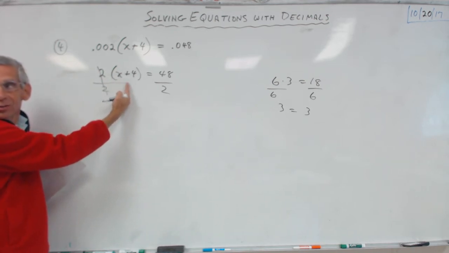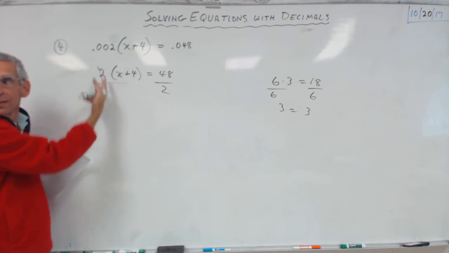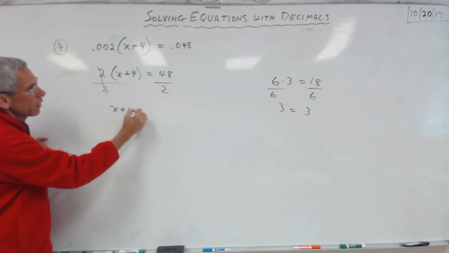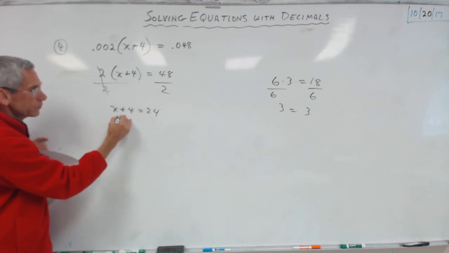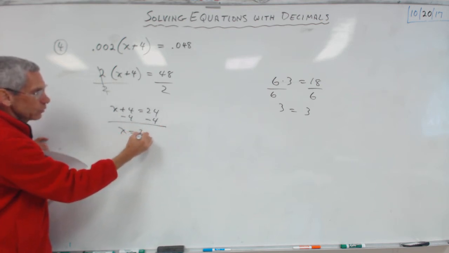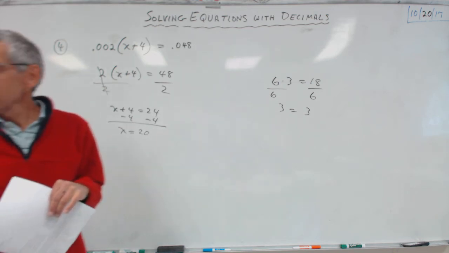I'm not going to divide 2 into this because that's one of the factors. So suddenly, I get x plus 4 is equal to 24. Subtract 4, x is equal to 20. You see that trick? Now you don't have to do that.